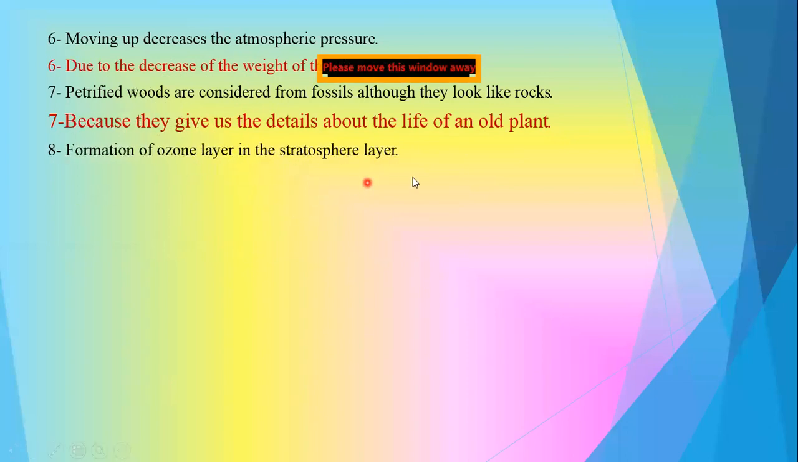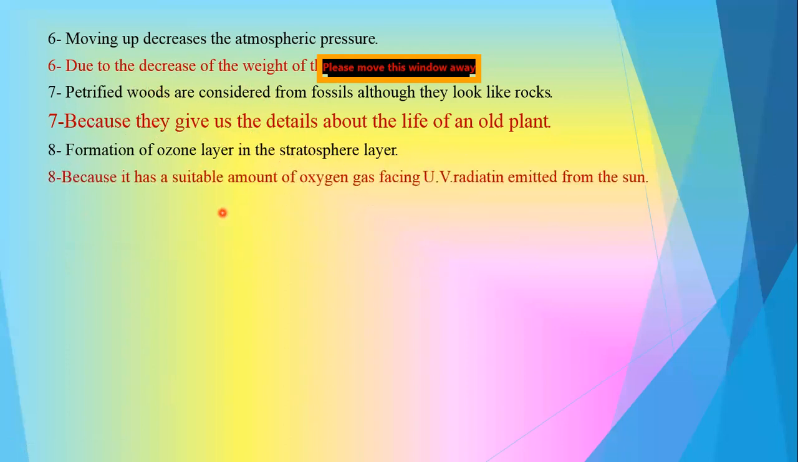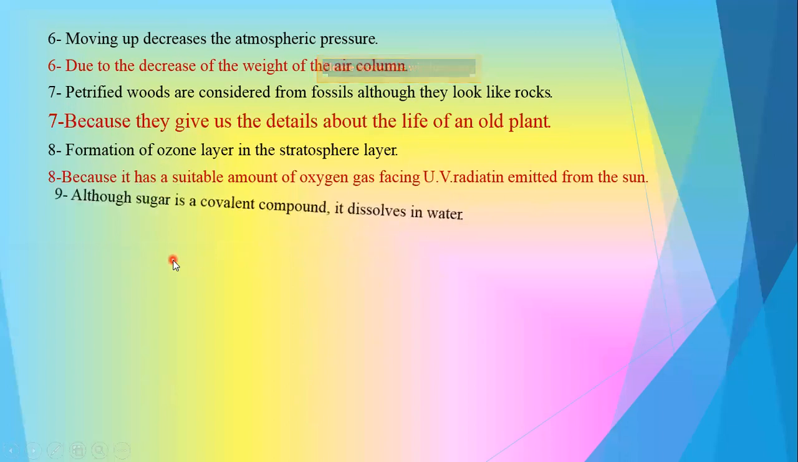Formation of the ozone layer in the stratosphere layer. Of course, if there is no oxygen, there is no ozone. So it is because it has a suitable amount of oxygen gas facing ultraviolet radiation emitted from the sun. The ultraviolet splits the oxygen and forms ozone.